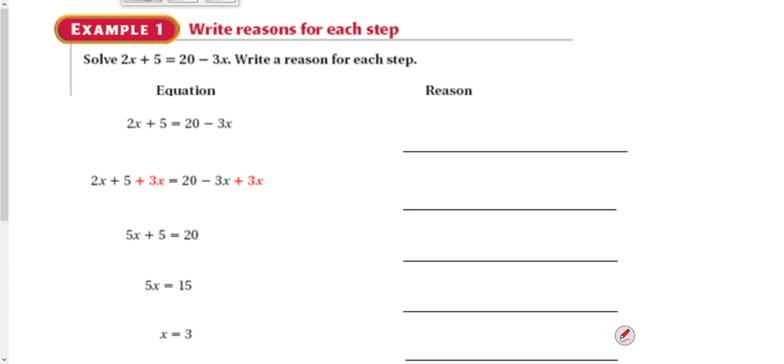Okay, so if we need to solve 2x plus 5 equals 20 minus 3x, we need to write a reason for each step. So the first one, we have the equation 2x plus 5 equals 20 minus 3x. That's what we have right up here. Exactly the same. So that is, as a reason, our given. It was given information. That is known information. So given is what we want to write.